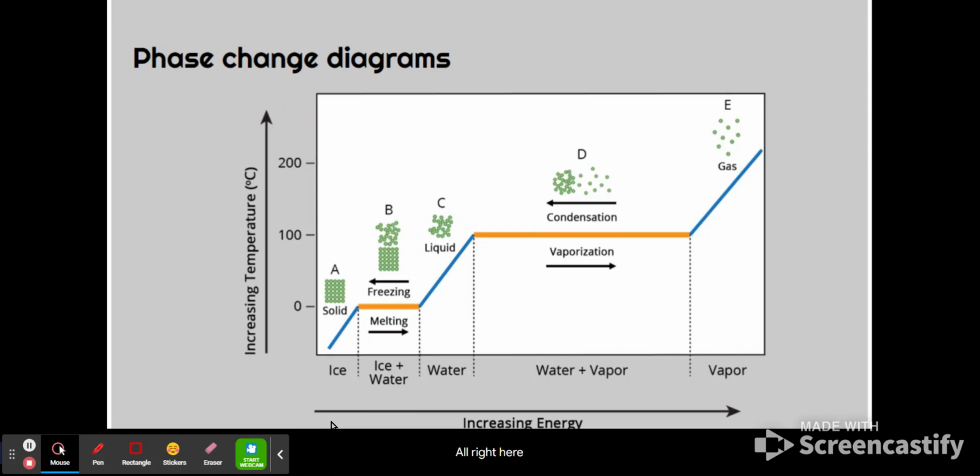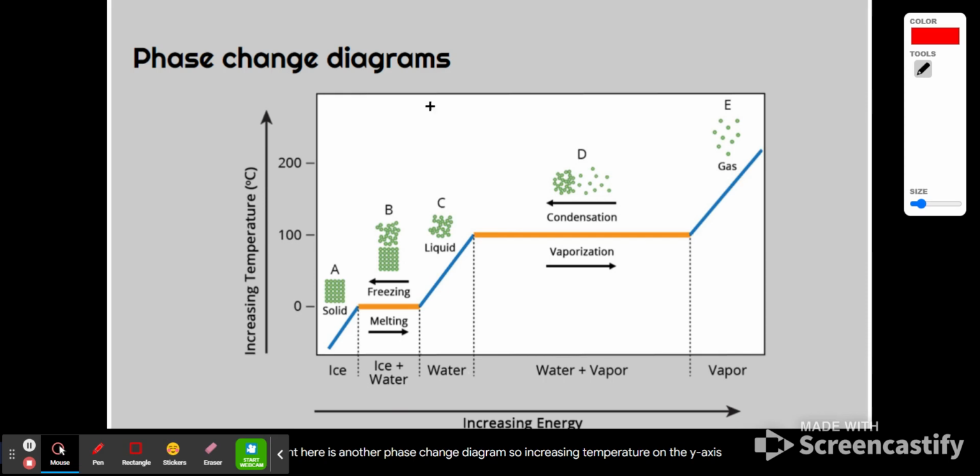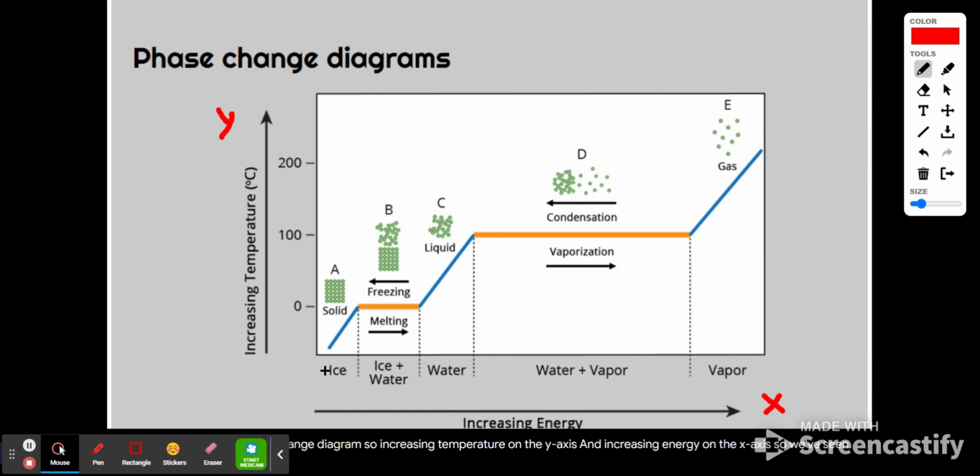All right, here is another phase change diagram. So increasing temperature on the y-axis and increasing energy on the x-axis. So we've seen this diagram before in the simulation. The solid, this is ice here. So ice in the solid form.